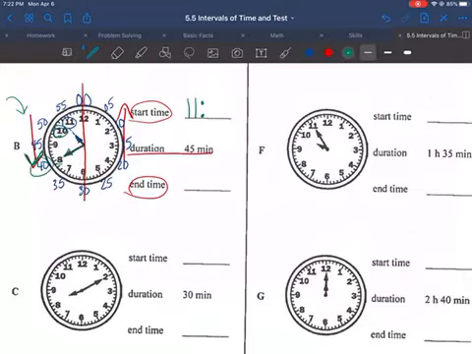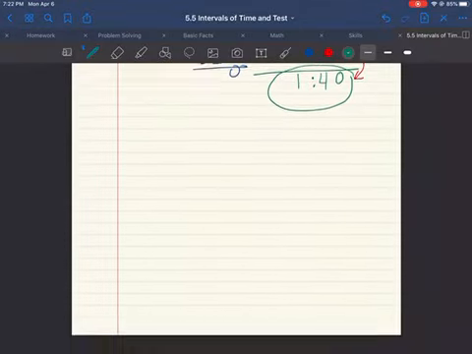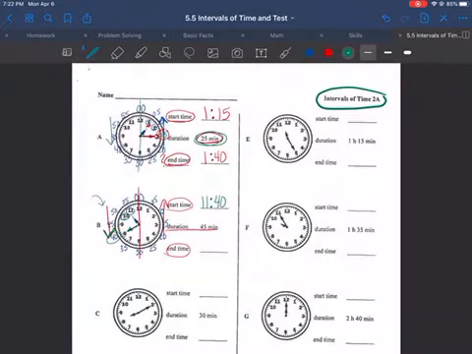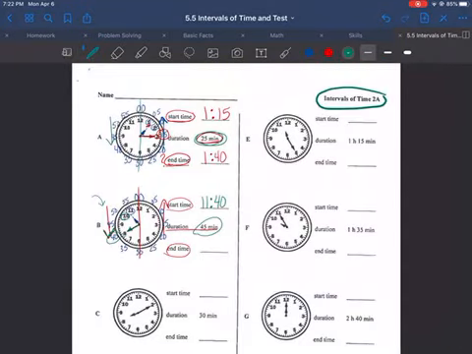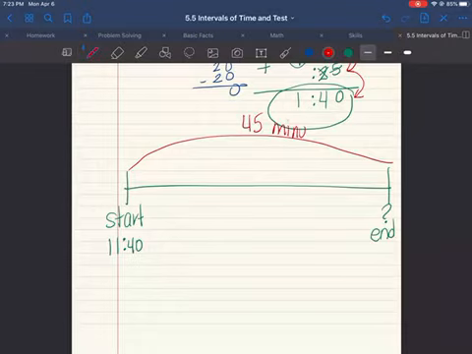How many minutes? The minute hand is pointing to 8, which really means 40 minutes. So I'm going to go back to my paper and start at 11:40. Remember that we do not know our end time, but we do know that it took 45 minutes. So from here to here, I need to jump 45 minutes.